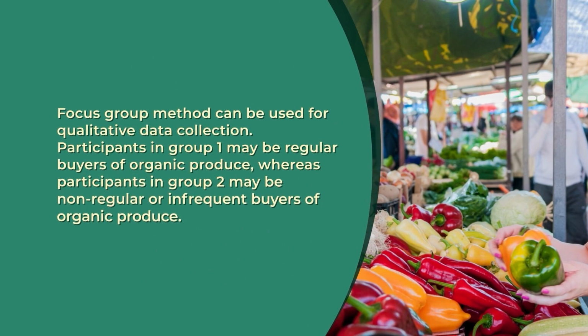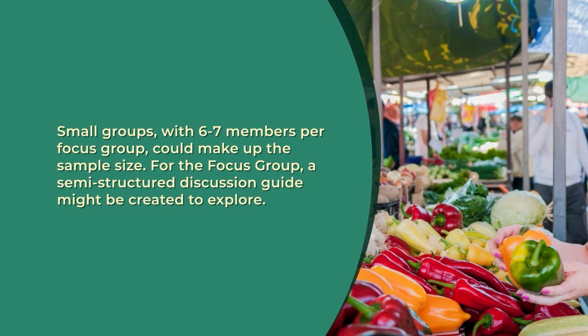We can also conduct a focus group method for qualitative data collection. Participants in group 1 may be regular buyers of organic produce, whereas participants in group 2 may be non-regular or infrequent buyers of organic produce. Small groups with 6 to 7 members per focus group could make up the sample size.